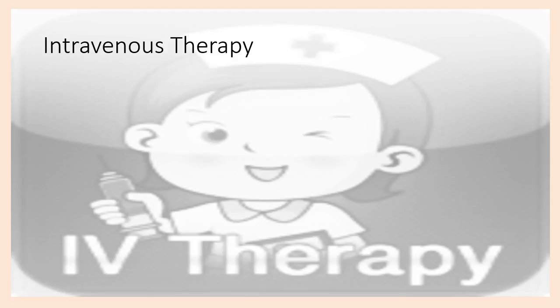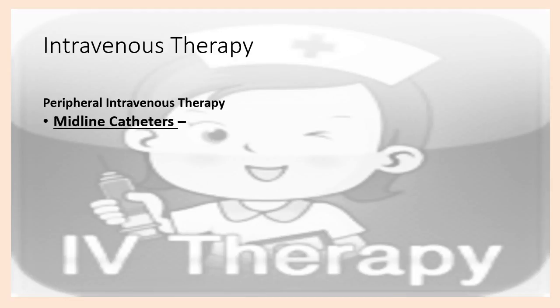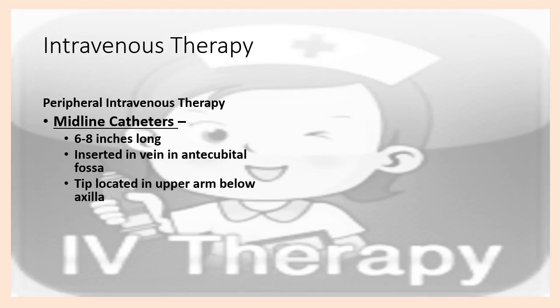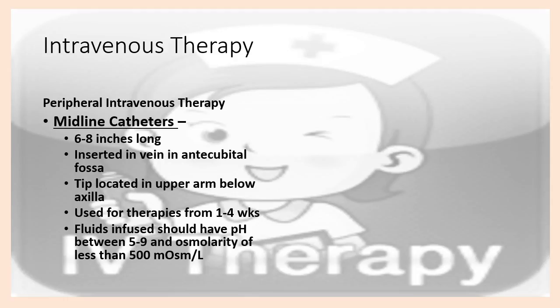Continuing with intravenous therapy, another peripheral intravenous therapy is the midline catheters. They range from 6 to 8 inches long. They are inserted in a vein into the antecubital fossa, and the tip of the catheter is located in the upper arm below the axilla. It's commonly used for therapies that are going to last 1 to 4 weeks of infusions. And the fluids that are being infused should have a pH between 5 and 9 and osmolarity of less than 500 milliosmoles per liter.